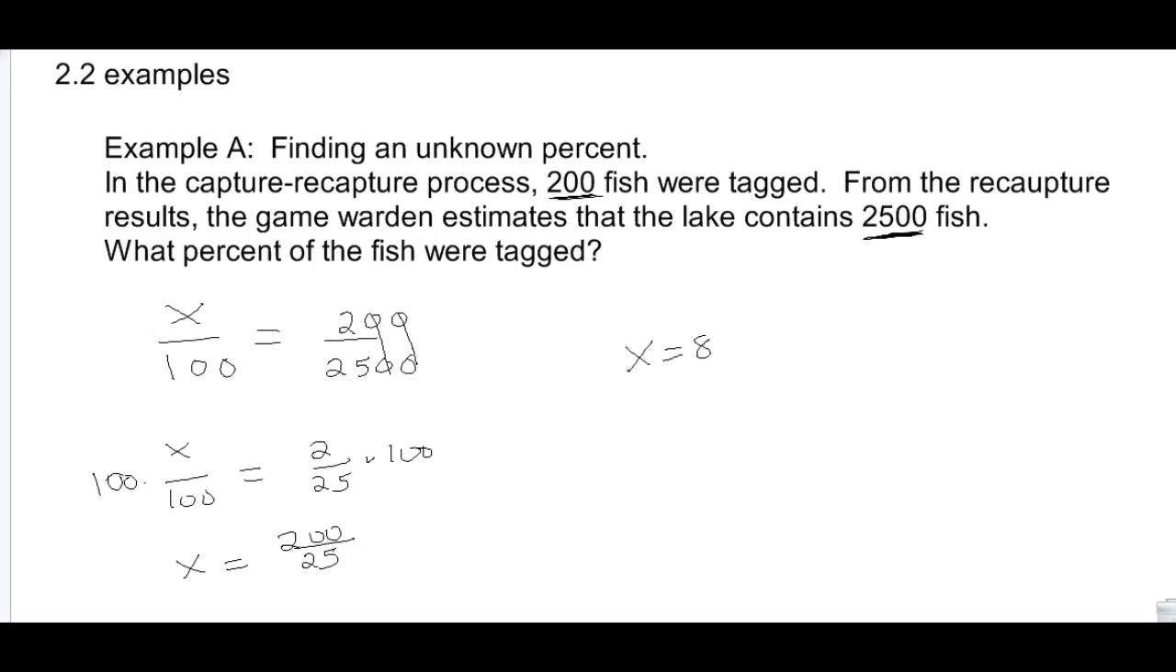So what percent of the fish were tagged? We could say 8% of the fish were tagged.